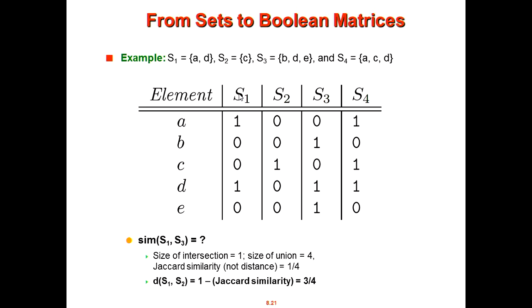For example, S1 and S3. S1 is AD, so the A and D rows have value 1. For S3, the 1 values appear in the B, D, E rows. In order to compute the Jaccard similarity, you first get the intersection. Only in one row do they both have ones, so the set intersection is 1. For the union, only 1, 2, 3, 4 rows have value 1, so that's the union size of 4. So the similarity is 1 over 4. This is the matrix representation for the given document data set.